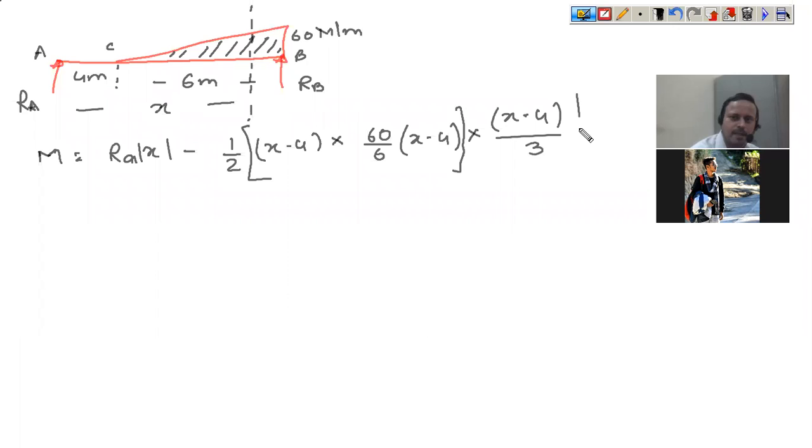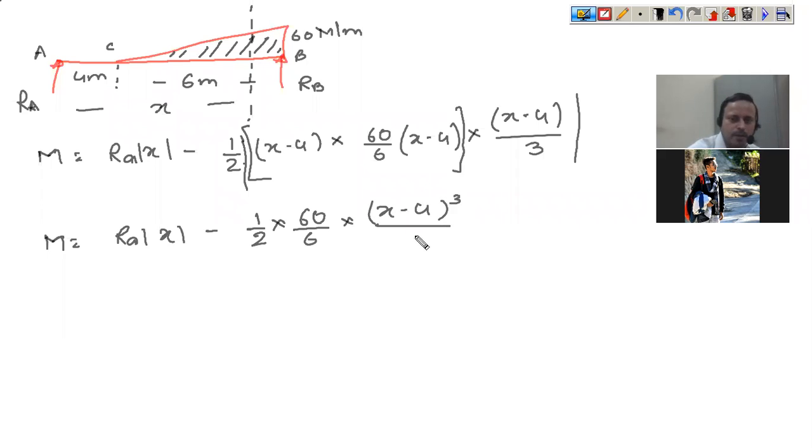Okay, so this entire term will stand in separators because this is a distance parameter. So if you write down, this is actually RA into x. If I forget separators somewhere, that does not mean that it need not be written. It has to be written. So this is half into 60 by 6 multiplied by x minus 4 whole cube by 3.